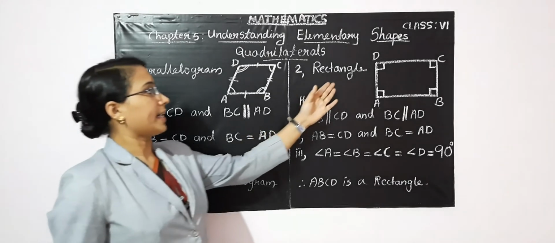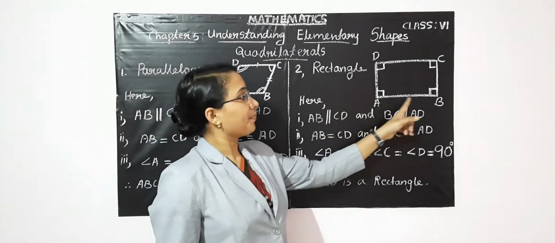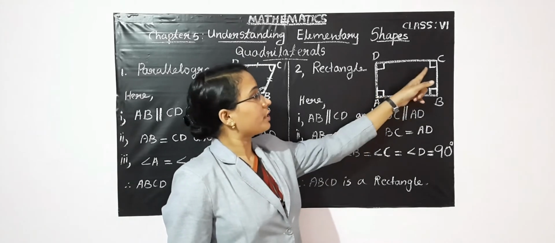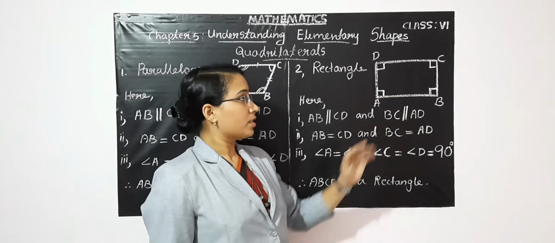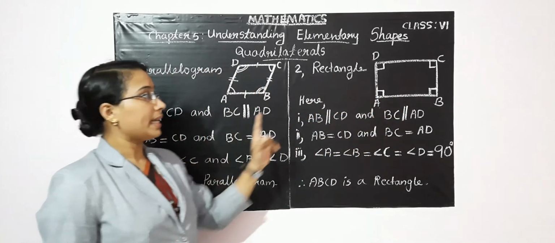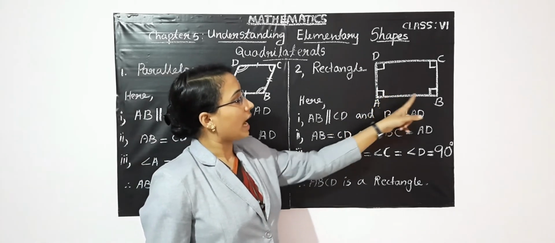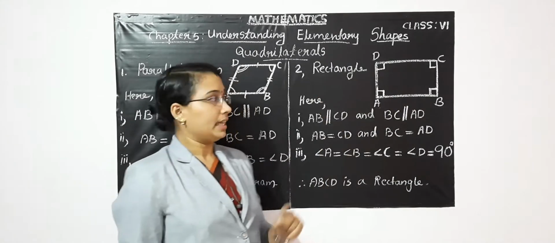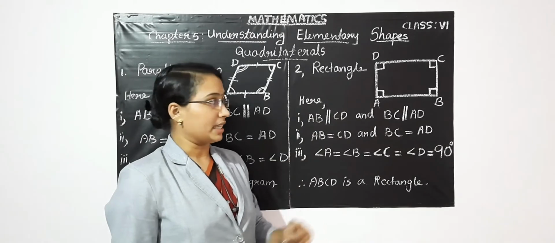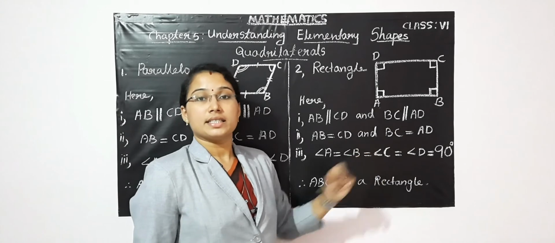Next one, rectangle. The second quadrilateral is the rectangle. Here also you can see opposite sides are parallel and equal. Then opposite angles are also equal. So we can say this rectangle is a parallelogram. But in a rectangle you can see one more condition, that is all angles are 90 degrees. In a parallelogram all angles are not 90 degrees. But in a rectangle all angles are equal and it must be 90 degrees.